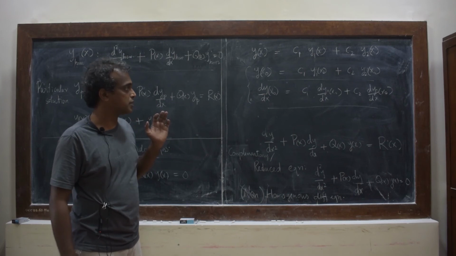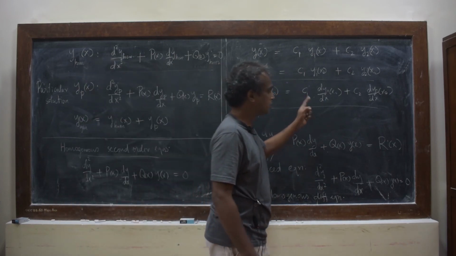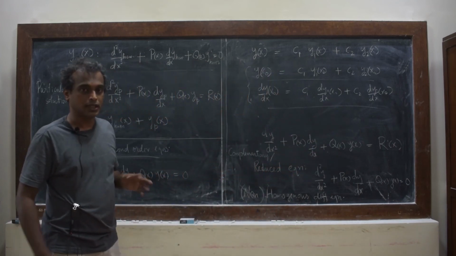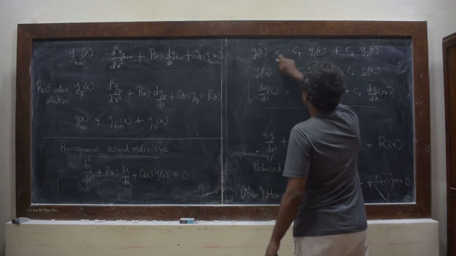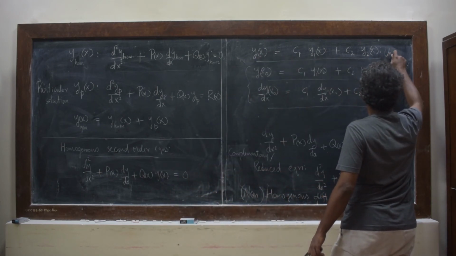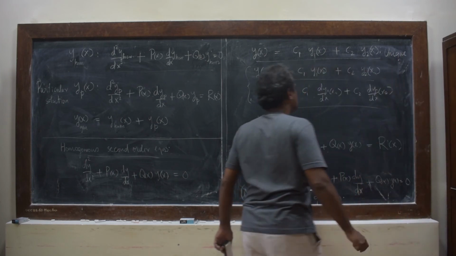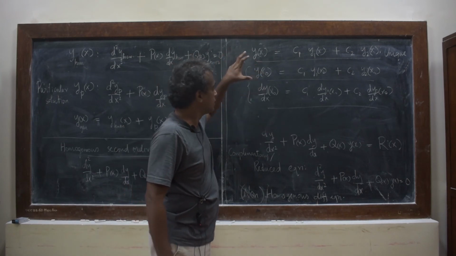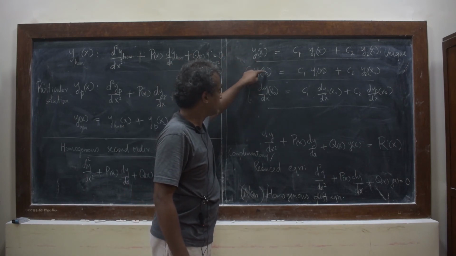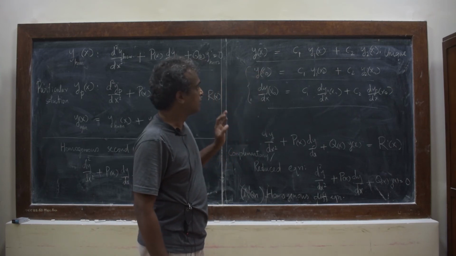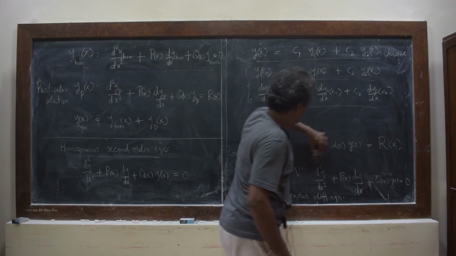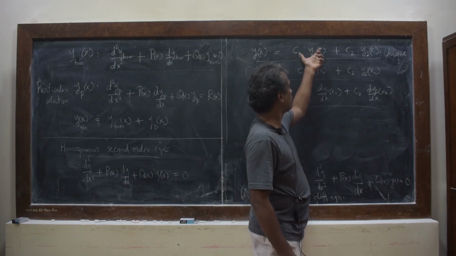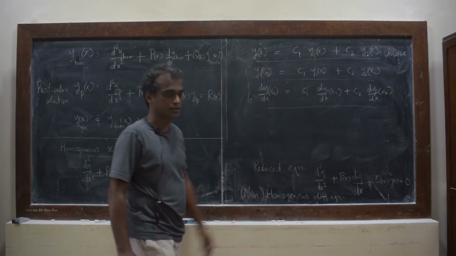And that is a unique solution. There's only one such solution that will satisfy both these conditions. There's a unique solution that satisfies a pair of initial values of y and dy by dx, and that is ensured by one particular value of C1 and C2 that we obtain by solving this.